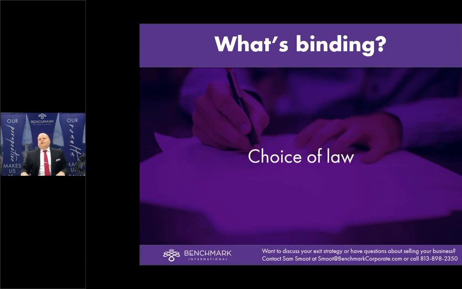And of course, choice of law, right? If these binding clauses become an issue, you need to know what law governs them. So there should be a choice of law. But that's really it. Those are the 4 or 5 clauses that are binding in a letter of intent.